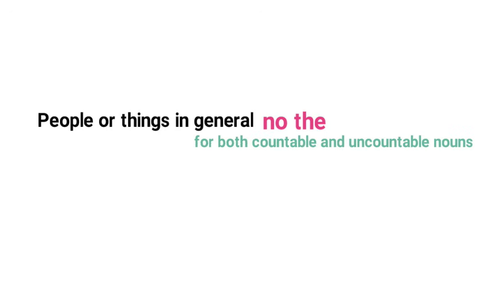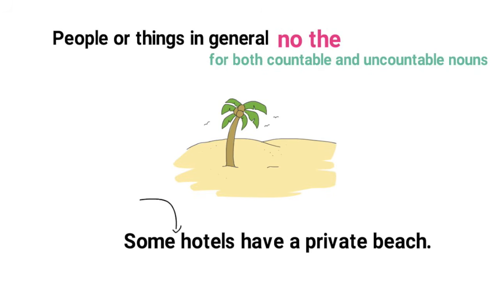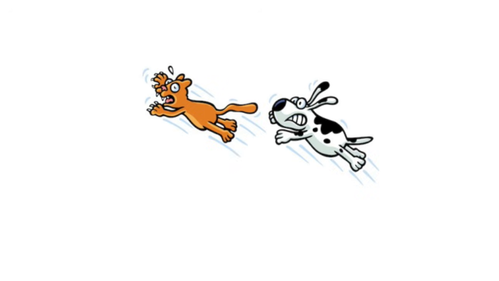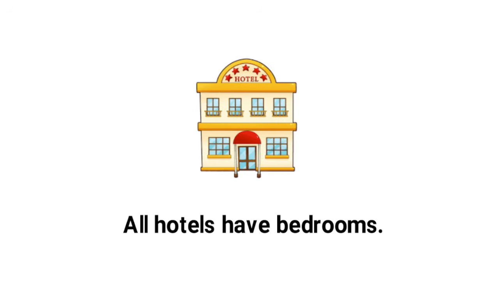If we're talking about people or things in general, we can drop the for both countable and uncountable nouns. So we say, some hotels have a private beach. Hotels here are countable. Or most dogs chase cats. Again, dogs are countable. Or all hotels have bedrooms. Again, this is countable. And we're talking generally about all the hotels throughout the world. Or all advice is useful. This is an uncountable noun and it's talking about advice in general.